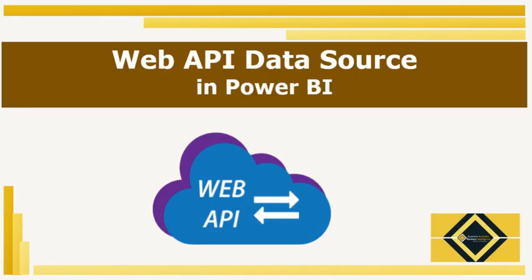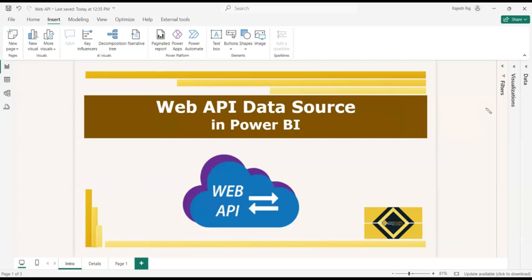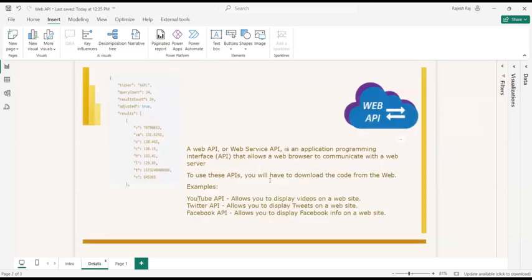This video is regarding getting data source from web API. Some people might know what a web API is, or somebody might not know what a web service or web API is. It is an application programming interface that allows a web browser to communicate with a web server. That means if you want to have some connection with another software, we use web API or API.